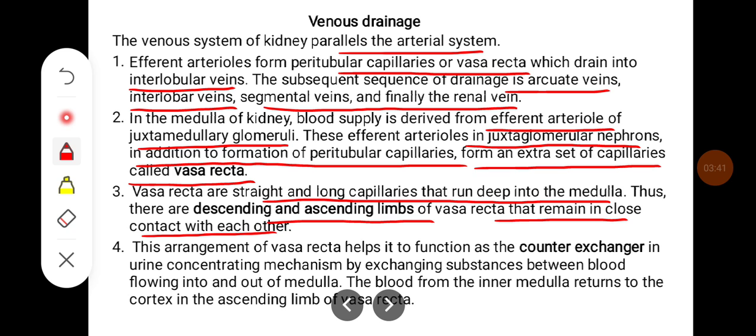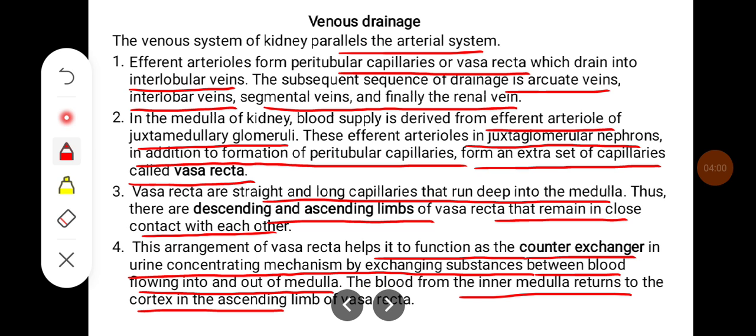This arrangement of vasa recta helps to function as a counter exchanger in the urine concentrating mechanism by exchanging substances between blood flowing into and out of the medulla. The blood from inner medulla returns to the cortex in the ascending limb of vasa recta.